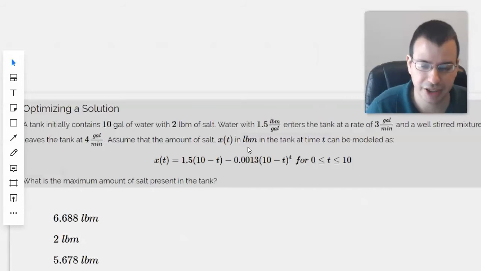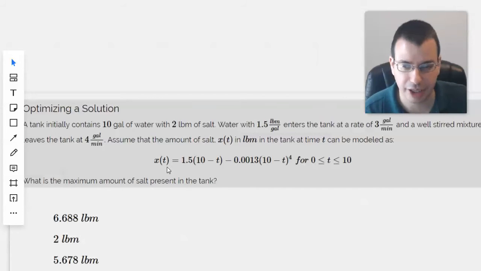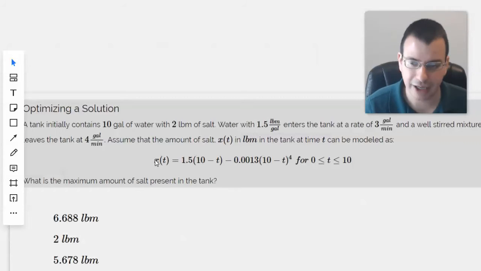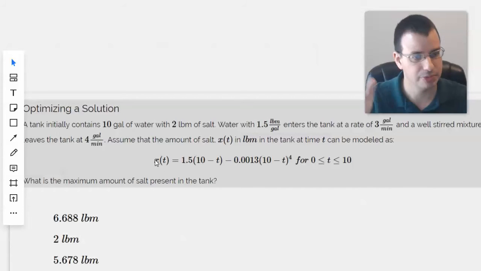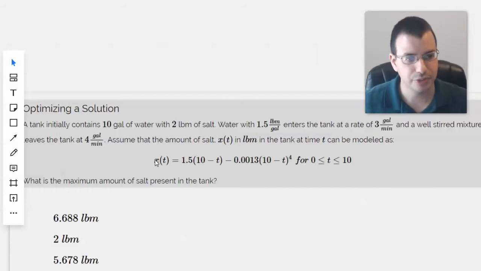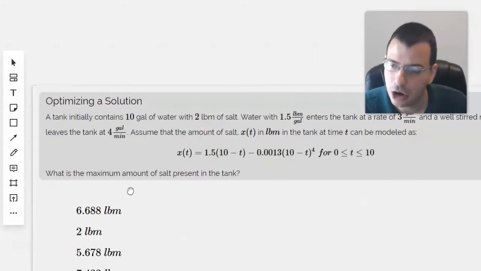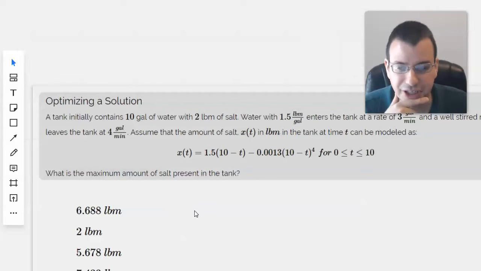Assume that the amount of salt, x of t, in pounds in the tank can be modeled as follows. Okay, so we don't have to worry about balancing the volume. They already gave us this equation. What is the maximum amount of salt present in the tank?